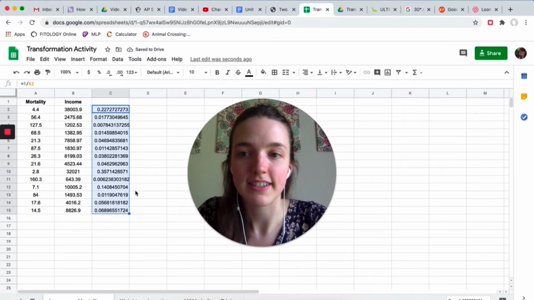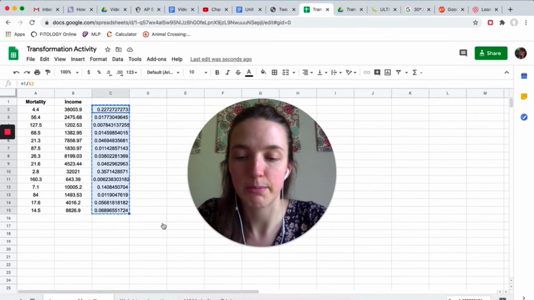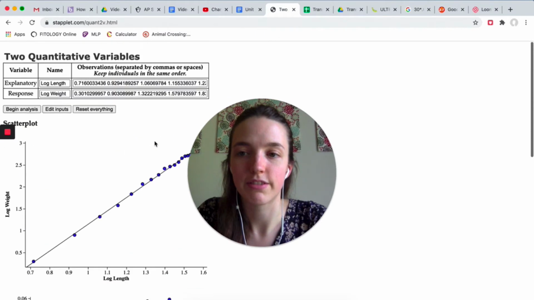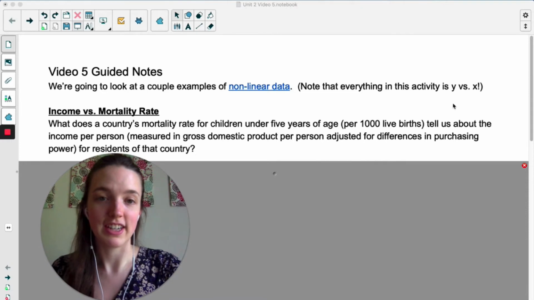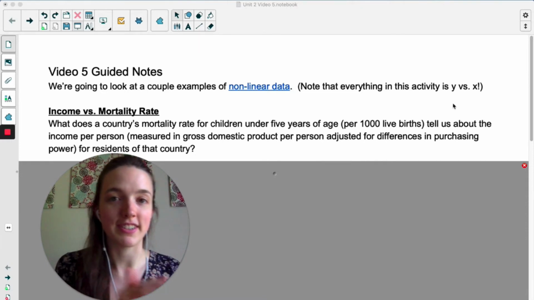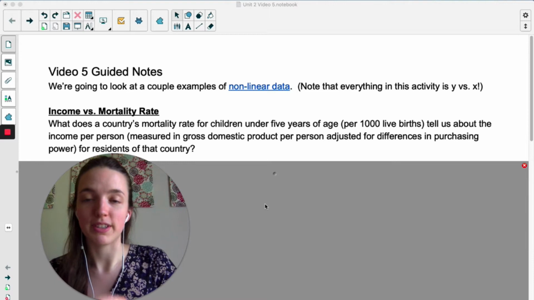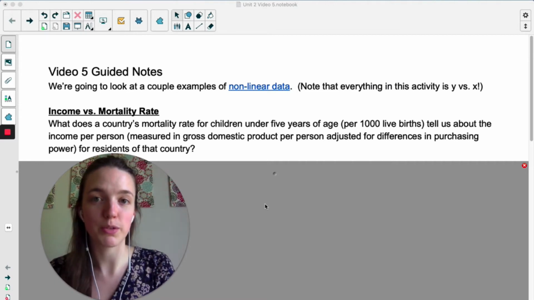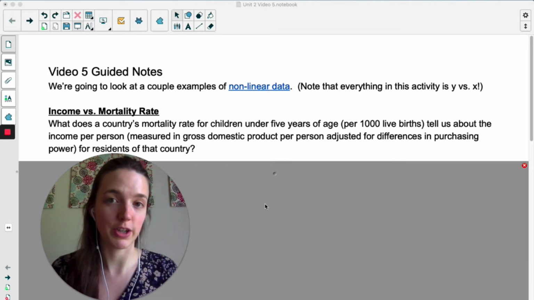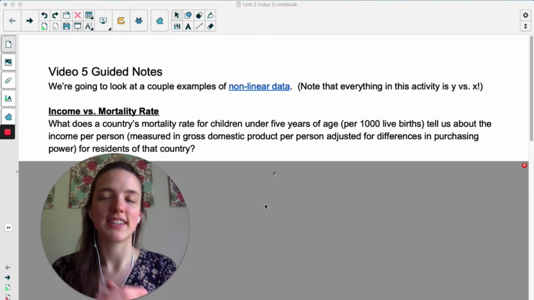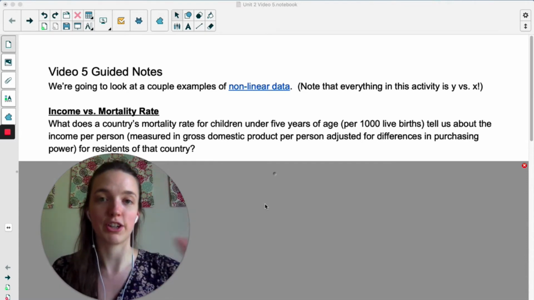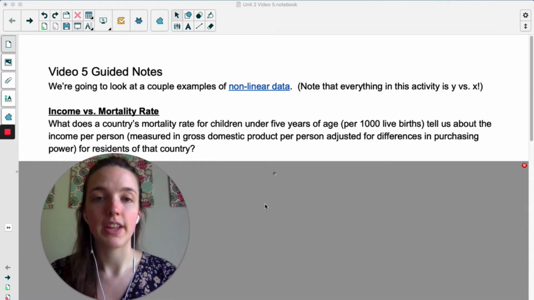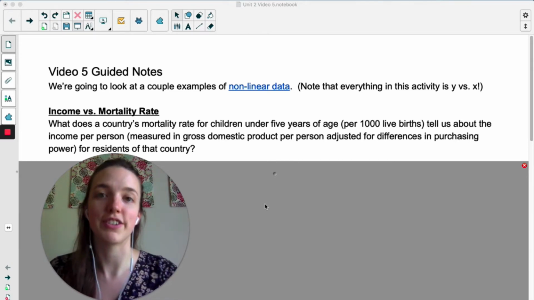And then to get things into Statlet, you can just copy. I'm just doing Command C, and then V. One other hint before you get started. Everything in this activity is Y versus X. So this first example is income versus mortality rate. Income is the Y variable, mortality rate is the X variable. One way you can think of this is income as a function of mortality rate, right? Like Y as a function of X. Anytime you see anything in this activity that's blank versus blank, it's always Y versus X.